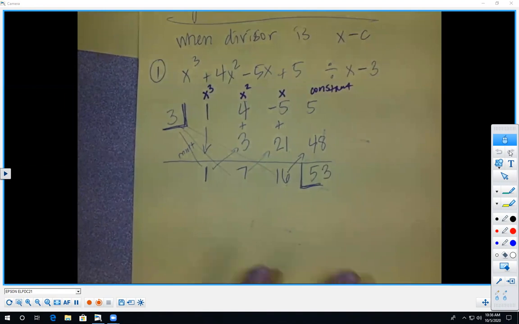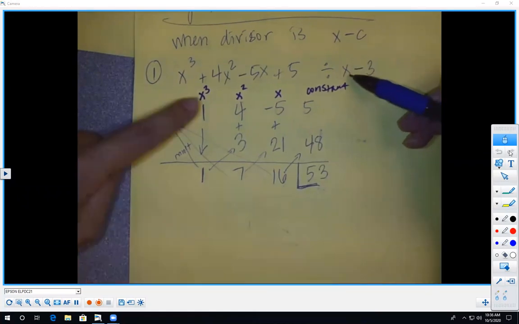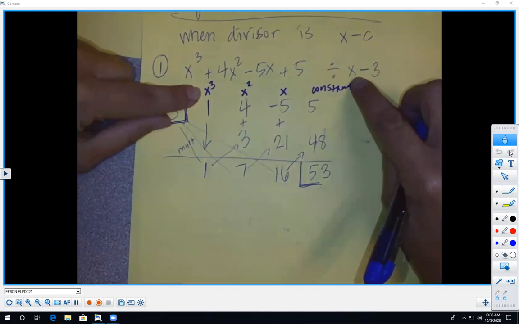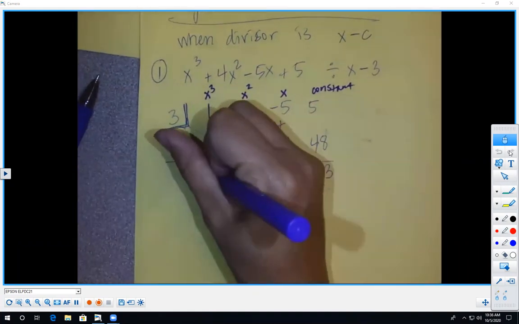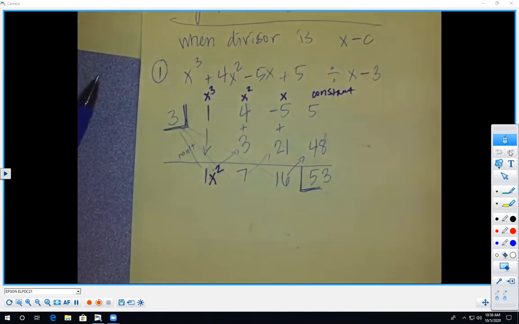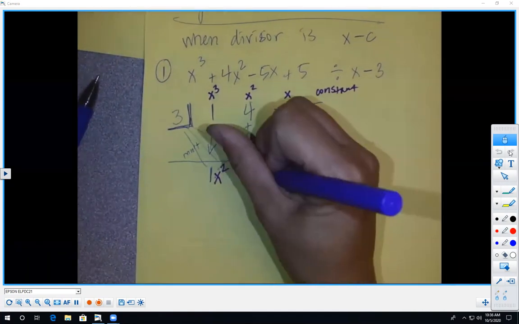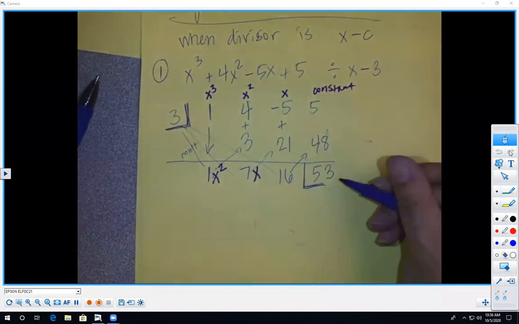Okay, so your answer is here. You just got to put your x's back in, okay? When we divided by x, it takes away an exponent. So if I started off with x cubed, what's x cubed divided by x? X squared, okay? So this number down here is going to be the x squared now. It subtracts off one of your exponents, right? X squared divided by x is just x. X divided by x is just a number, and that's your remainder.